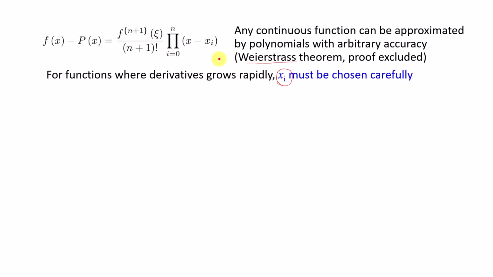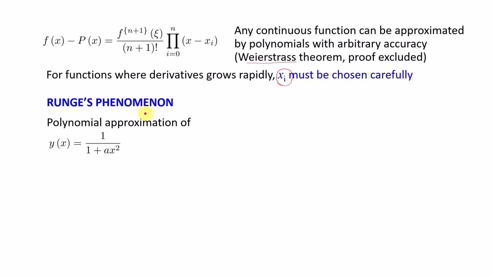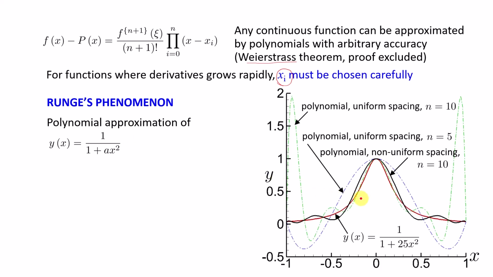So let us see an example here. One very important phenomenon that we talk about in terms of polynomial approximation error is known as Runge's phenomenon. Let us say this is a function y(x) = 1 divided by 1 plus a x squared, where a is a constant. This function shows a very interesting behavior. Here I have plotted y(x) = 1 divided by 1 plus 25x squared, and this red line is the plot of the actual function. So this is our f(x).